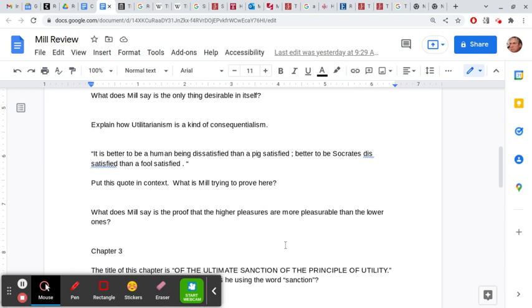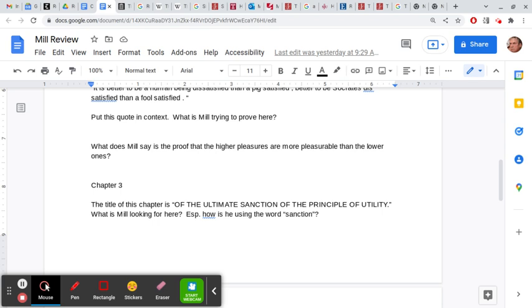Well, what does Mill say is the proof that the higher pleasures are more pleasurable than the lower ones? Well, that again is also basic. I think anybody who's read that section will know what the answer is. Chapter 3, the ultimate sanction of the principle of utility.